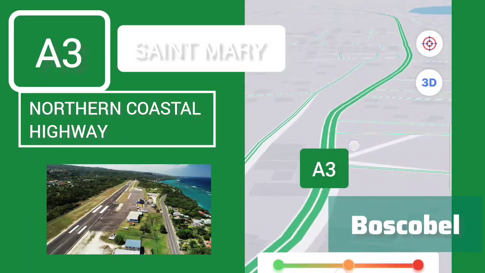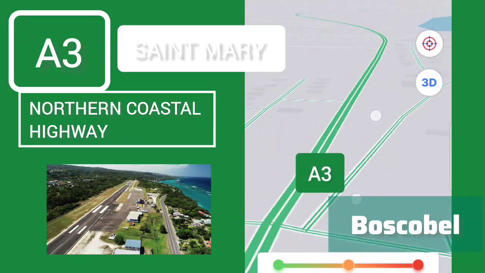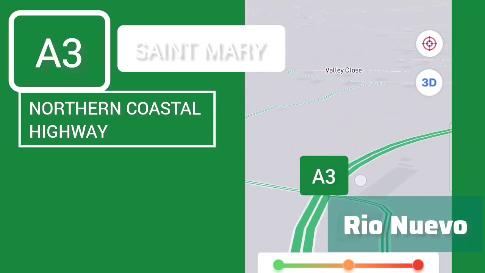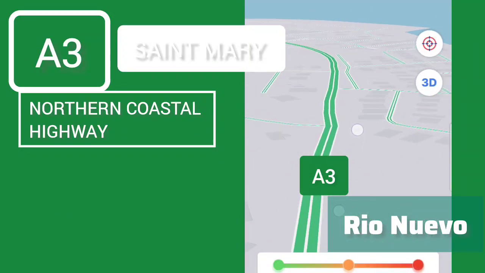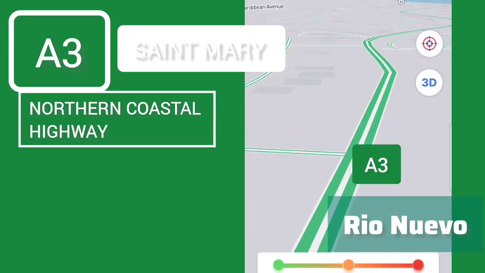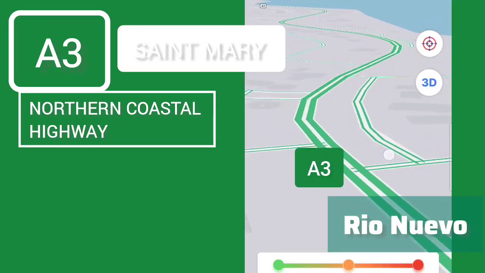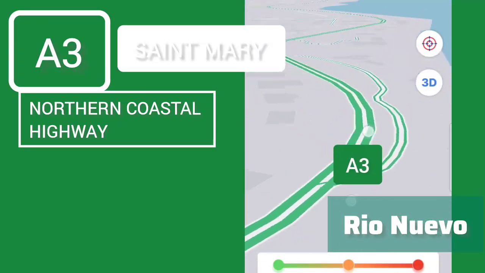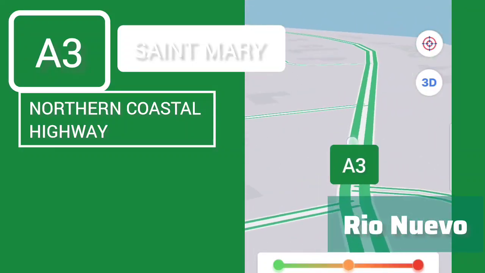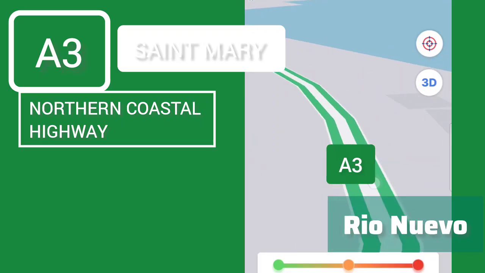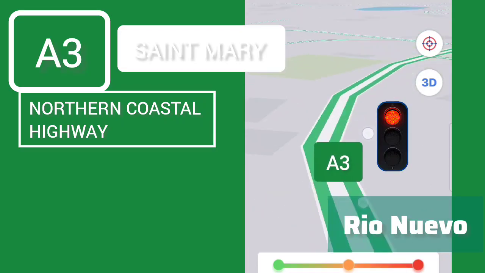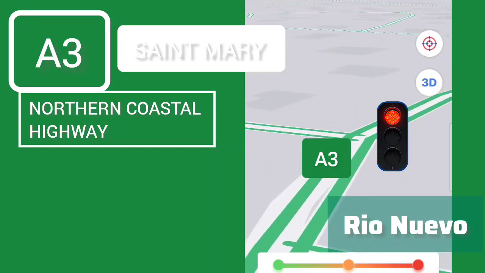We are now in Rio Nuevo, heading into the Tower Isle area, crossing over the New River here on the Northern Coastal Highway. We are now entering Tower Isle.